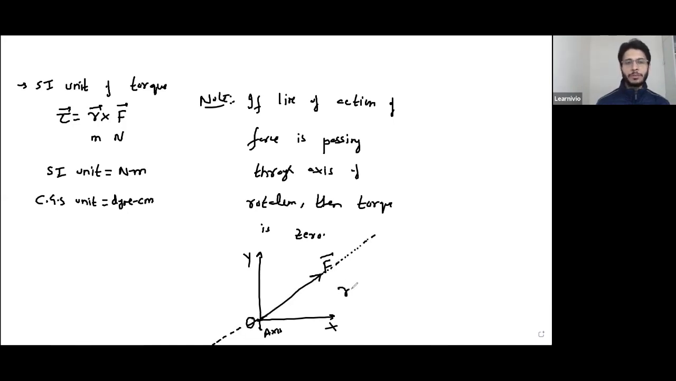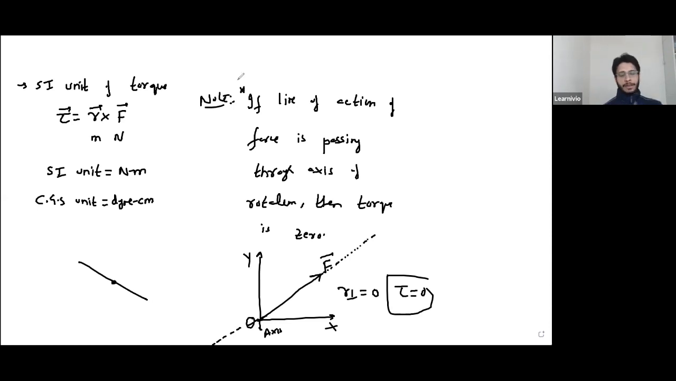Can you tell me how much is the perpendicular distance? What's the minimum distance between force and axis? It's simple. If a line crosses a point, then what is the distance between that line and point? 0. Minimum distance is 0. So if your line of force passes through the axis of rotation, then your R perpendicular is 0. That means your torque will be 0. Remember this. You will need this concept in many numericals.